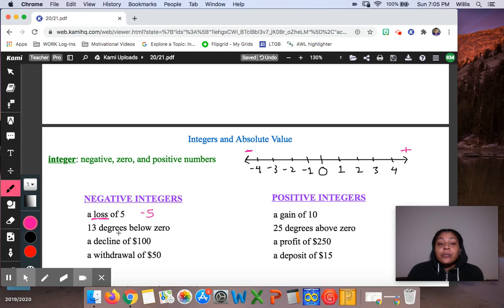13 degrees below 0. Our keyword here is below. And we know that it's under 0 because it said below. So again, negative 13. A decline of $100. Our keyword here is decline. That's bad. So we're going to say minus 100. And we don't need to put the dollar sign. You can leave that off because later on, when you have to write your own equations from words like this, you won't really include the dollar sign. You can have it in your final answer, but there's no need to write it now.